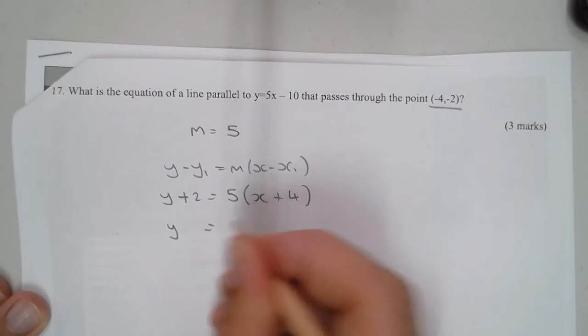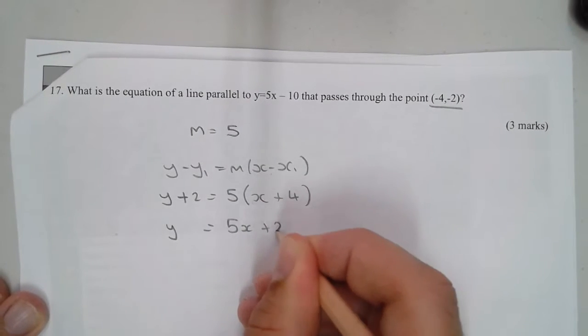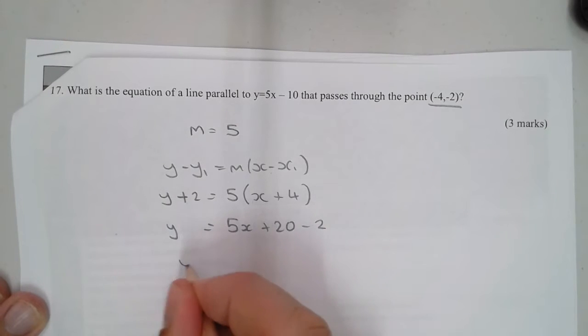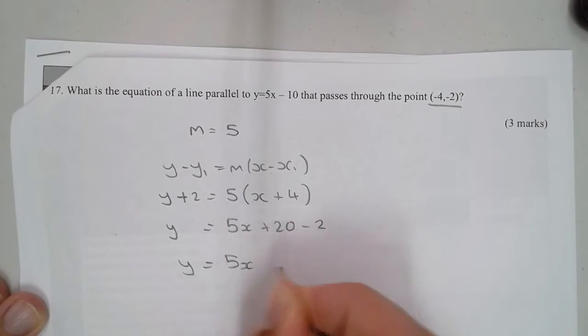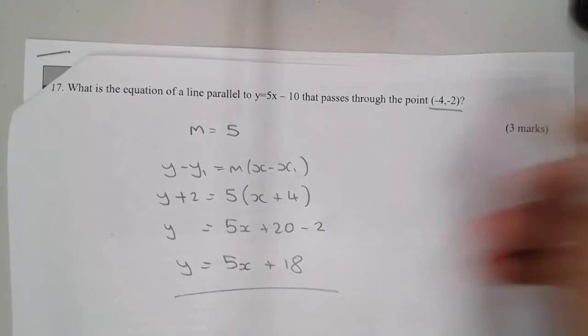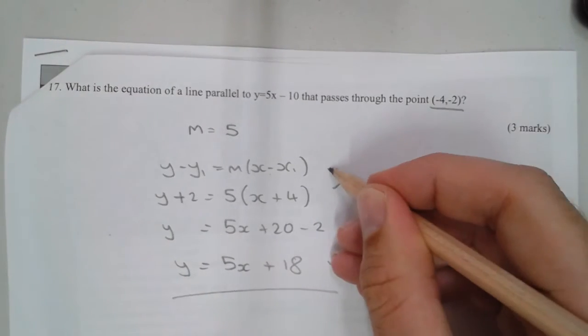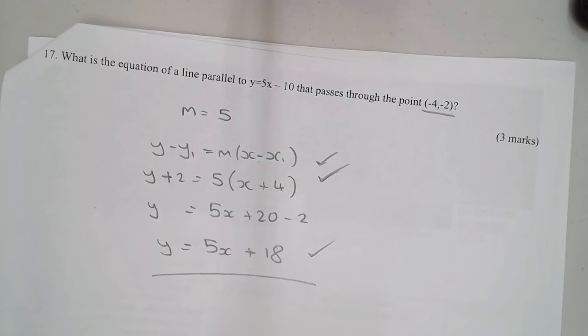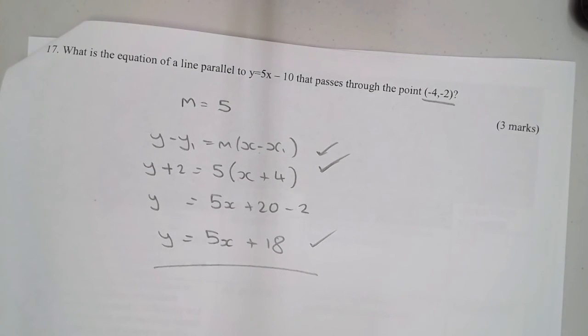Once again, I'm going to expand 5x plus 20. The plus 2 moves to this side to become minus 2. So we get y equals 5x plus 18. There's your 1, 2, 3 marks there. So that's how you get 100% on all of the stuff that you need to be doing this term.